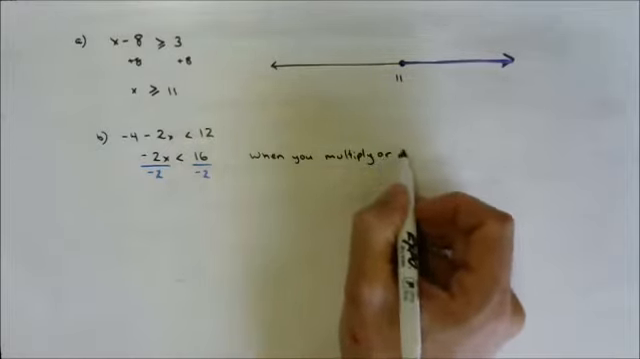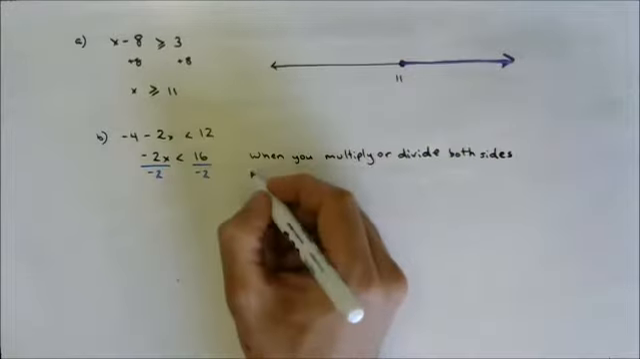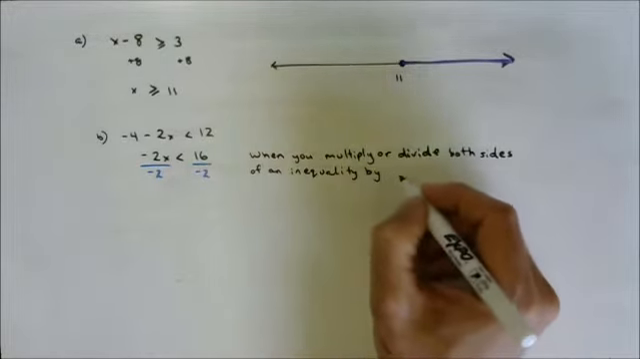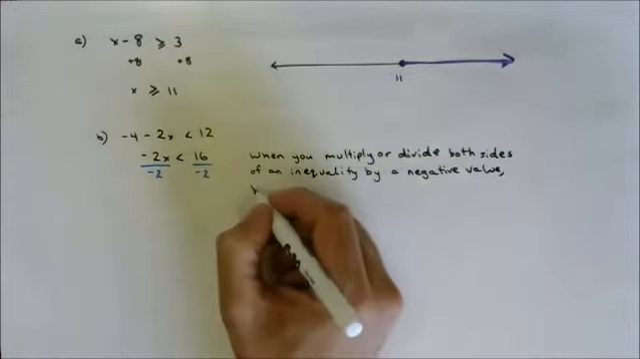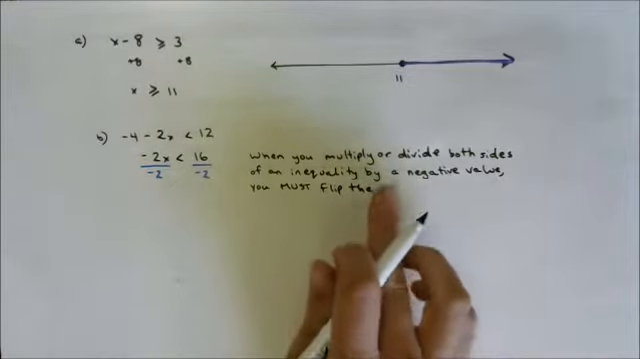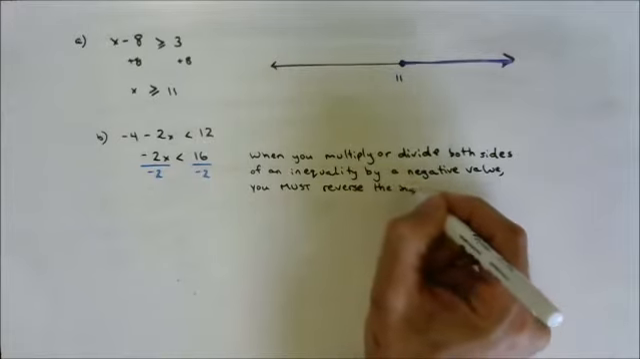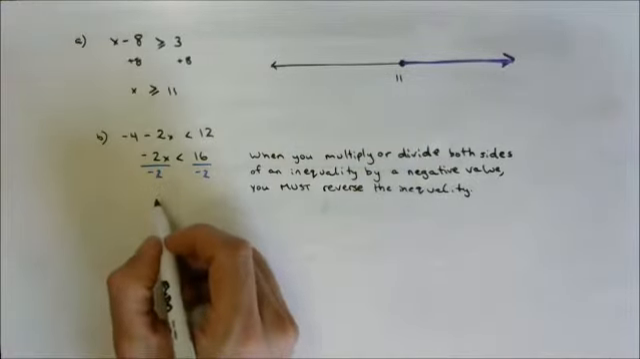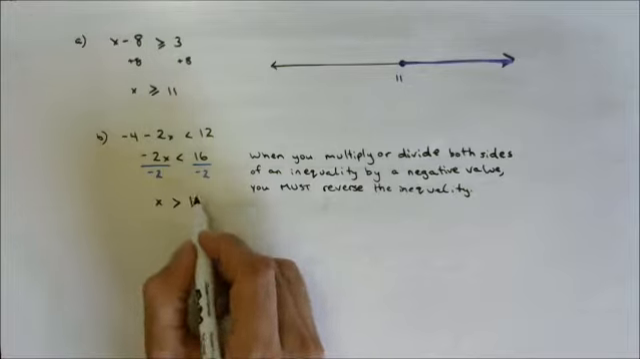When you multiply or divide both sides of an inequality by a negative value, you must flip the inequality, or I'll say reverse, to be all official. You must reverse the inequality. So what we end up with here is x, reverse the sign, is greater than, not or equal to, is greater than -8.